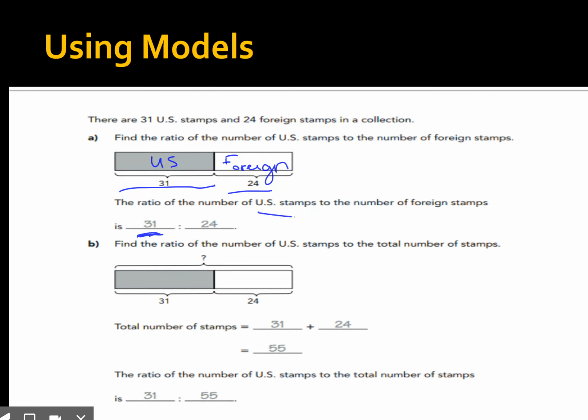Then in Part B, they say find the ratio of the number of U.S. stamps to the total number of stamps. So first, we already know the number of U.S. stamps. We know it's 31, so we can start there. But to find the total number of stamps, you can just add our two numbers together. No big deal. 31 plus 24 is 55. So in this case, your total of 55 wasn't originally shown, but you had to do an addition problem to answer it.